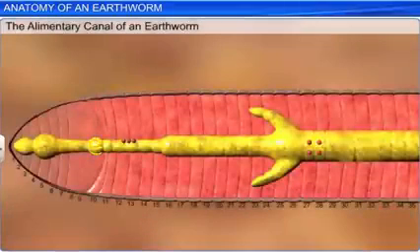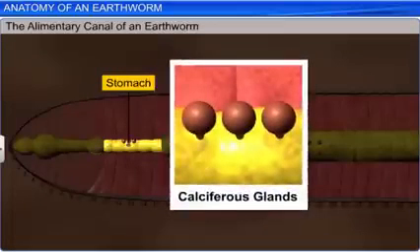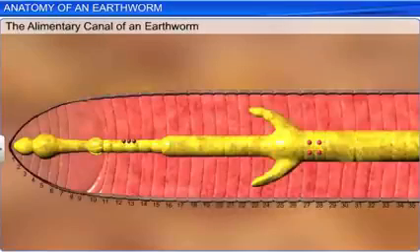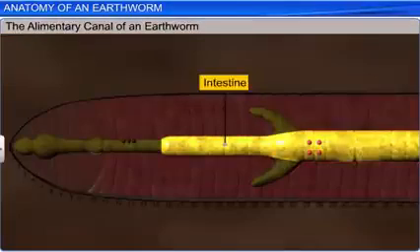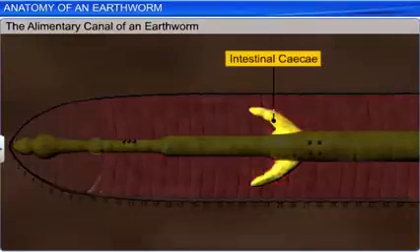This organic matter is mixed with soil and is digested in the stomach that lies between the 9th and 14th segments. The stomach also has calciferous glands, which neutralize the humic acid present in the partially decomposed organic matter. The stomach continues into a long intestine, which starts from the 15th segment and continues till the last segment. A pair of short, conical projections of intestinal ceca is present on the 26th segment.